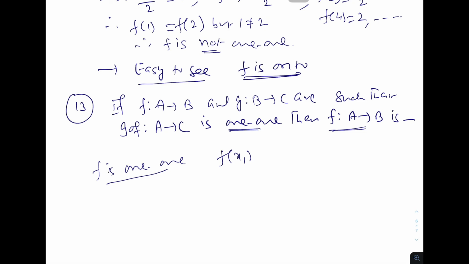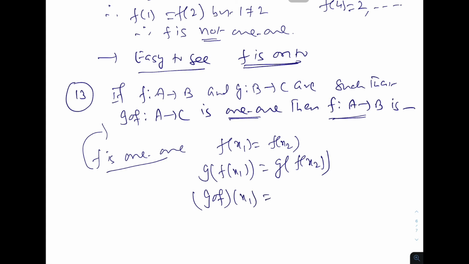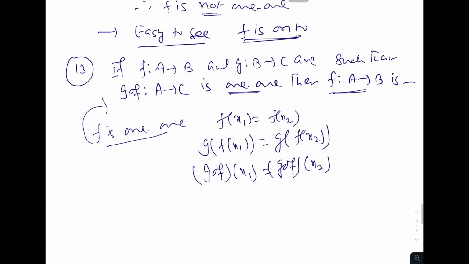So for that let us take F of x1 equal to F of x2, and if we apply G on both sides, so G of F of x1 equal to G of F of x2. That means GOF at x1 equal to GOF at x2, but GOF is one-one, and that would imply x1 equal to x2, and so that would imply F is one-one.